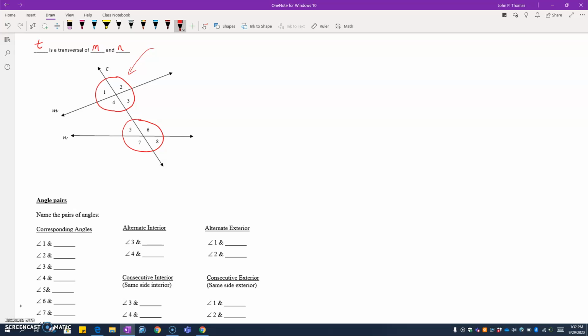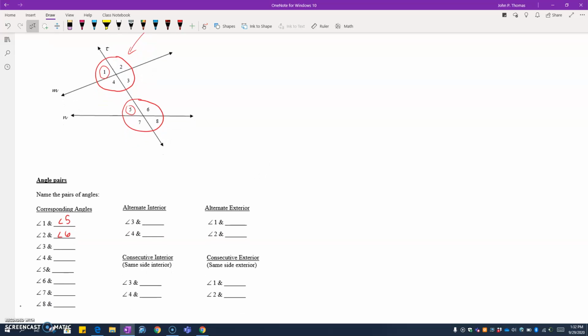So angle 1 is in the same relative location as angle 5. So angle 1 and 5 would be corresponding. All right, 2 is in the same relative position as 6. So those would be corresponding as well. All right, then we've got 3 and 8 are in the same, and 4 and 7 are in the same.